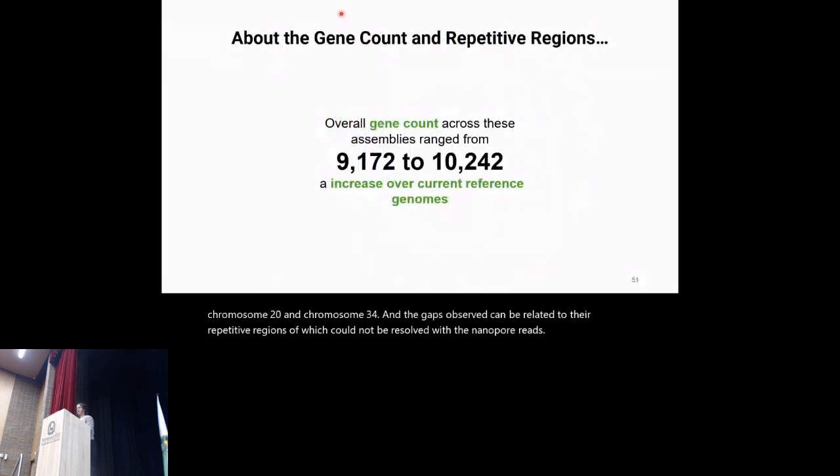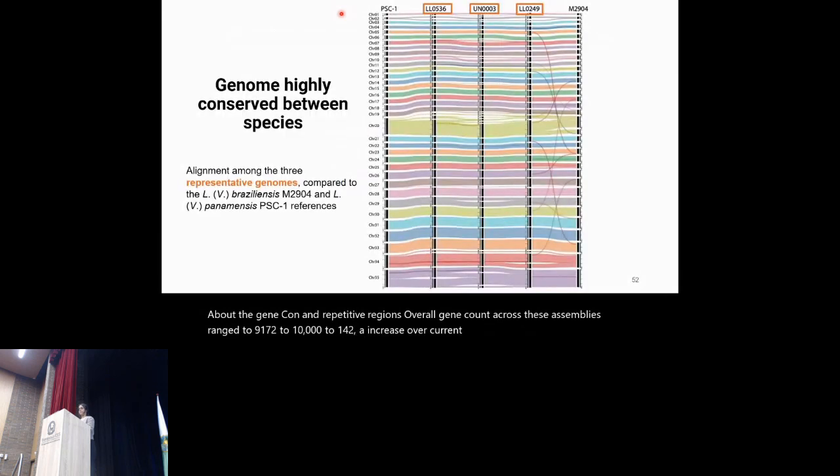About the gene count and the repetitive regions, overall gene count across these assemblies ranges from 9,172 to 10,242, an increase over current reference genomes. So what we can see here is the alignment among the 3 representative genomes, and we compare these genomes to the 2 references, Leishmania brasiliensis and Leishmania panamensis.